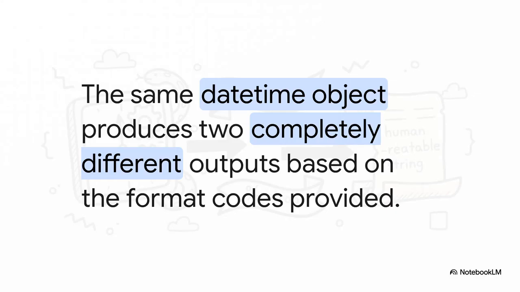And boom, here are the results. Will you look at that? It's the exact same original datetime object, but it produces two completely different strings. All we did was change the format string. This just goes to show you have total 100% control over how the final output looks.